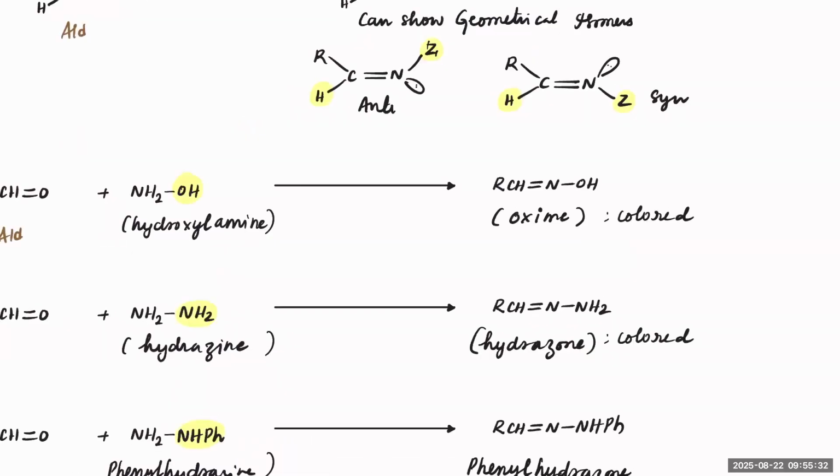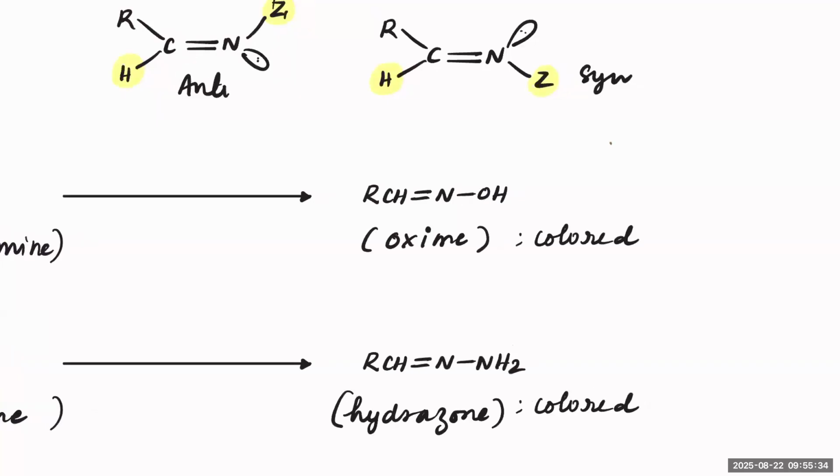So in case I get it like this, C double bond N with OH, and H and R, and lone pair here. If H and OH are on the same side, we call it syn aldoxime. And if H and OH are on the opposite side, then we call it anti aldoxime. You will check out the priority on the basis of H and OH. Got it? Yes sir.